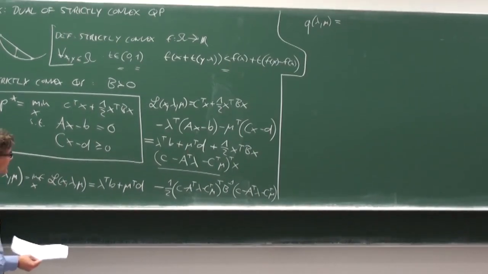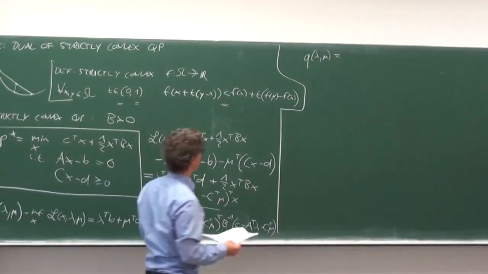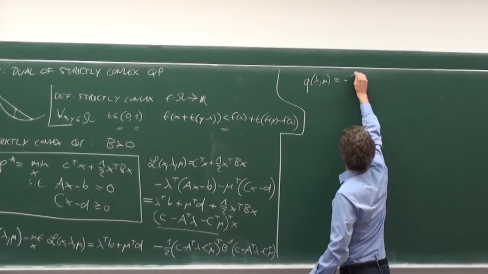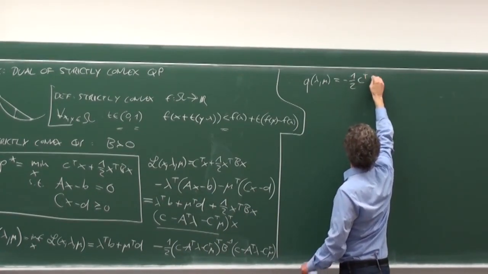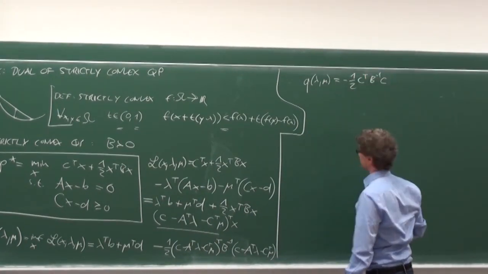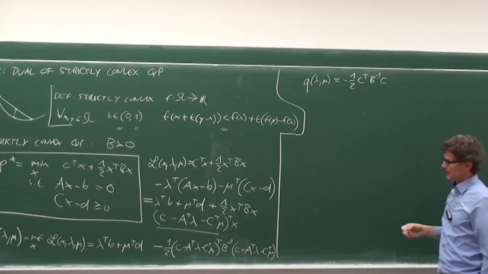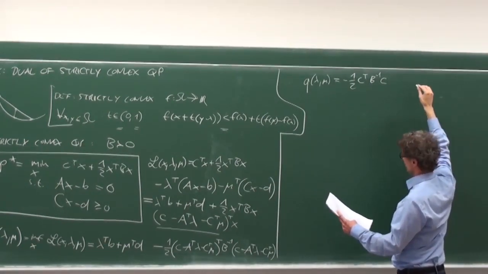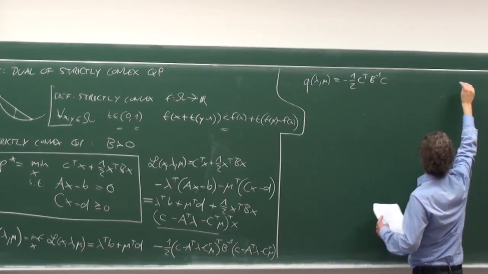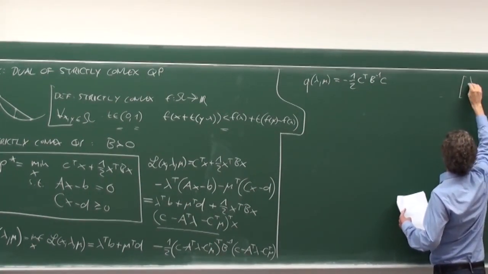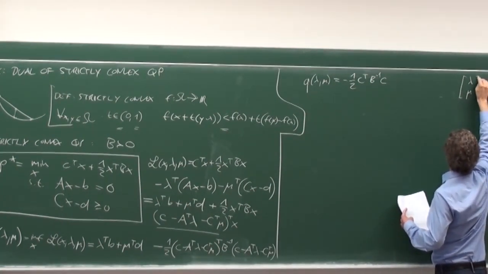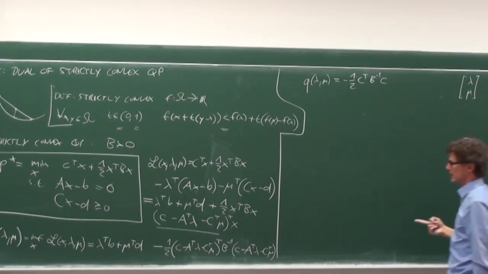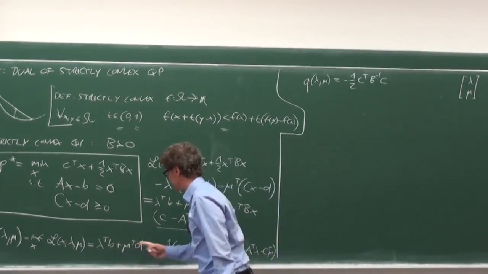So let us reorder these terms a bit, and I will put the constant term first because it's the most boring term. So I have minus 1/2 C transpose B to the minus 1 C. Then I will collect the linear terms directly in a form where I have lambda and mu as a vector, because they will be the optimization variables of the dual problem. And then I have here the B and the D.